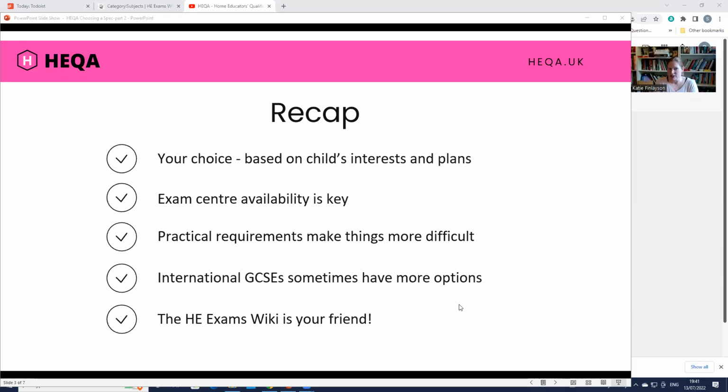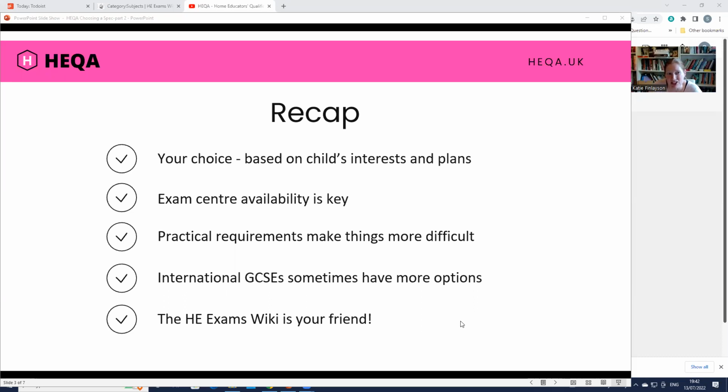So an international GCSE is designed to be at that same level of difficulty. They usually have very similar sorts of content, but they're designed for an international market. They're not regulated by Ofqual. That means they don't have to stick quite as tightly to the way that the GCSEs have been designed and to the rules that they have there.